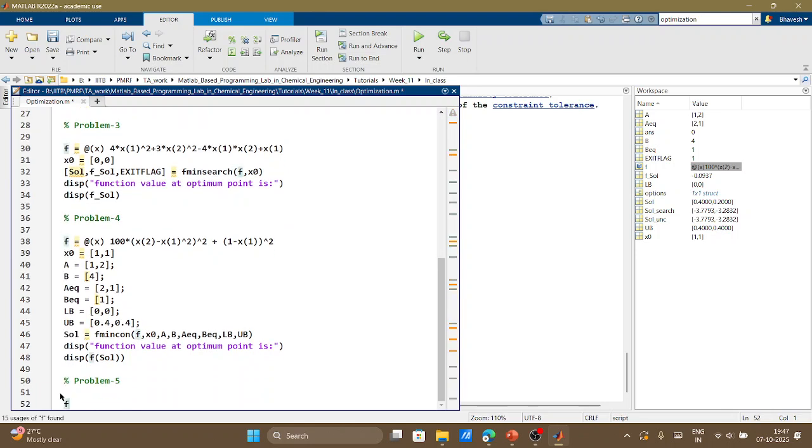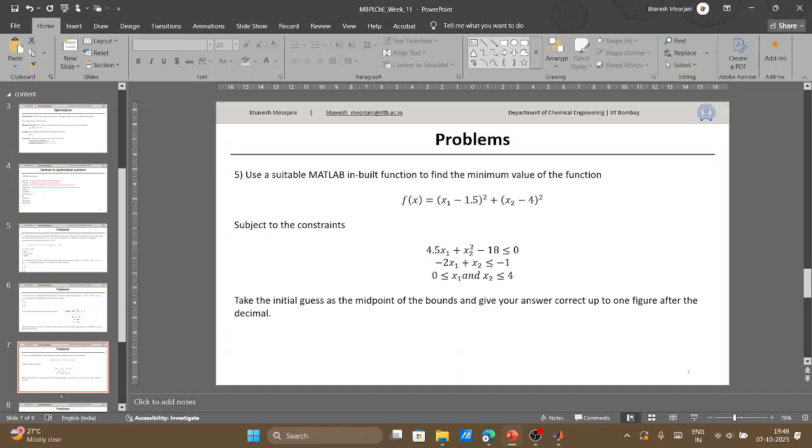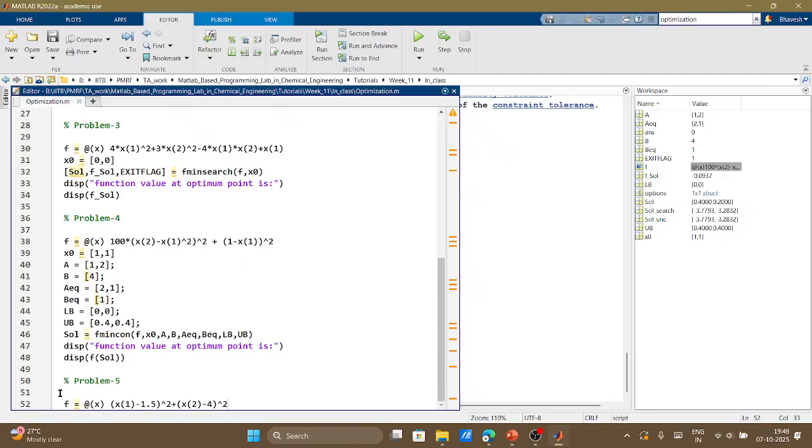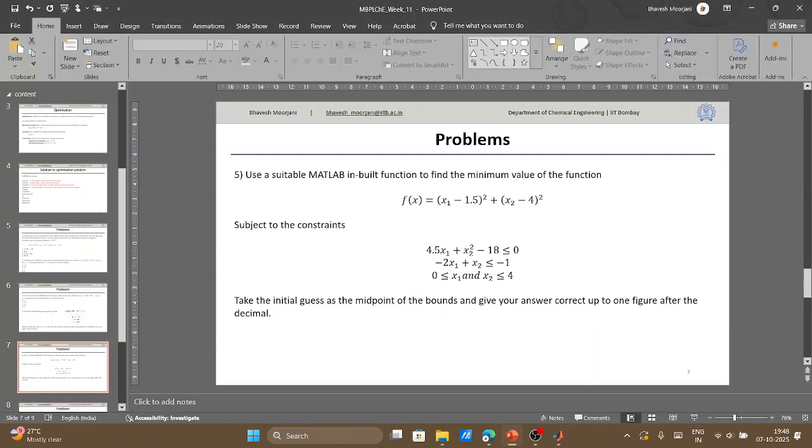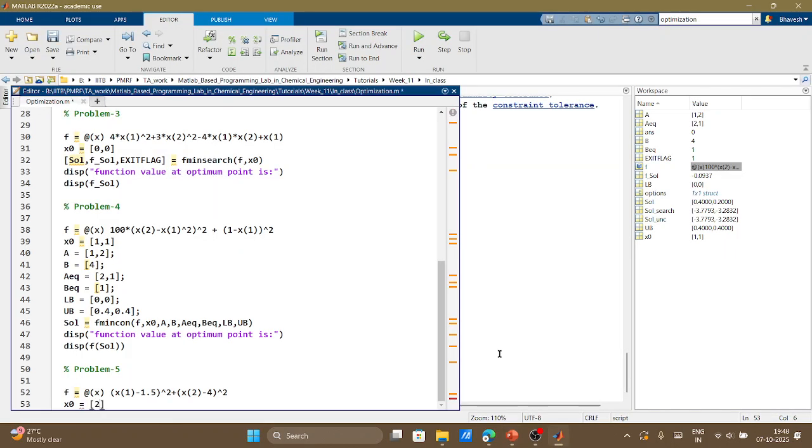Problem 5. My function becomes (x1 minus 1.5) square plus (x2 minus 0.4) square. So this is an equation of a circle. For the initial guess, we have been asked to consider a midpoint. So 0 and 4 midpoint, let's consider it as 2, comma 2.